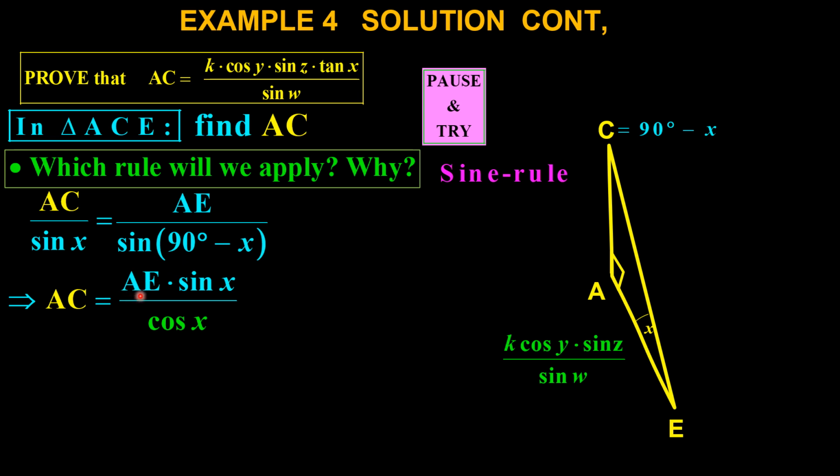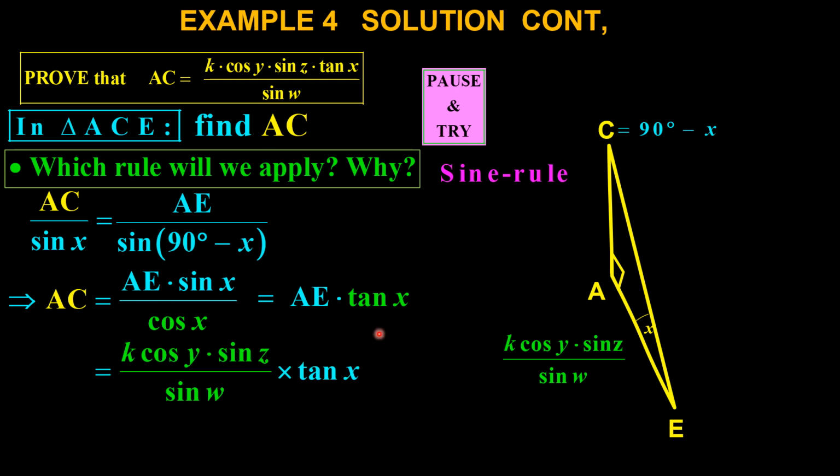Now I can bring in my AE. I don't bring it in too early, it's just going to complicate the setting out. But before we do that, sine over cos, we know is an identity, tan of x. Now we can replace the AE. AE is this part here, right? So I substitute the AE, and if I write it down with one numerator, then I have K cos Y sine of Z times tan of X over sine W. We check that's exactly what we were required to find, and that's how we solved that particular problem.